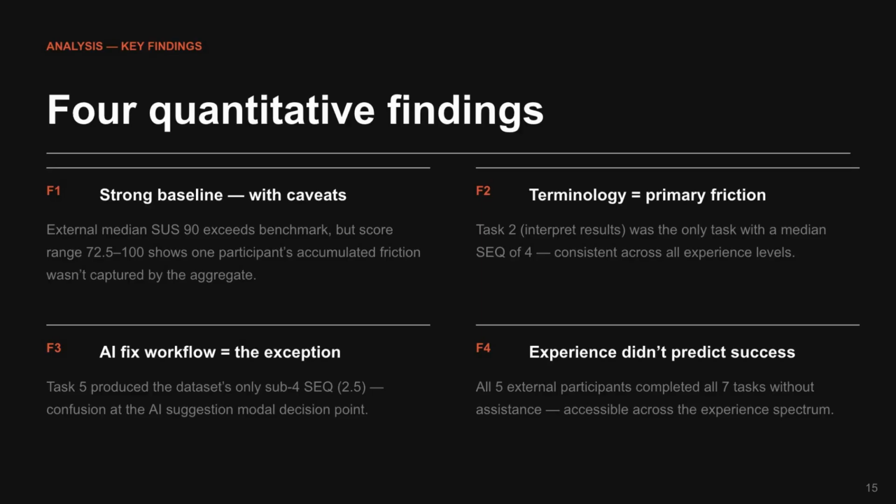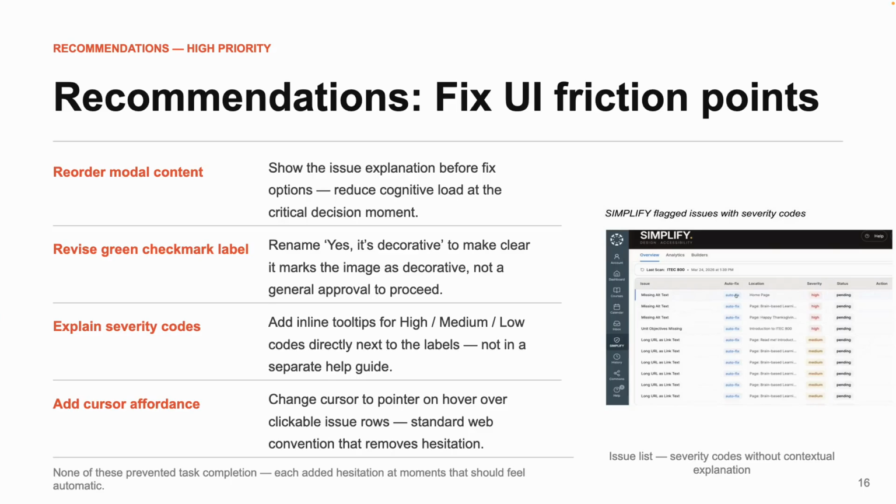Our last major finding was that prior accessibility experience did not predict task success. Every external participant completed all 7 tasks without assistance, showing that Simplify's core workflow is accessible across the experience spectrum. We have 3 prioritized recommendations based on this report.